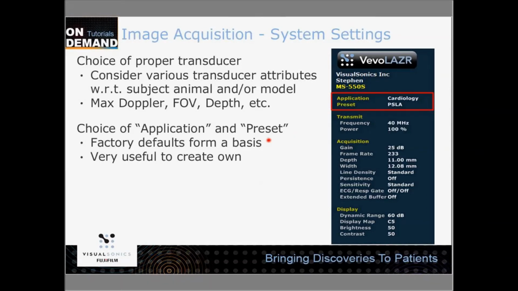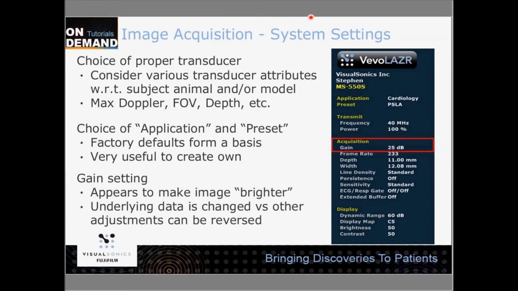Now, one thing to keep in mind with the presets is that the factory defaults are there to form a basis, a foundation, to give you a guide, but it's very useful to create your own presets specific to your animal models or your target anatomy or design of experiment. And pretty well anything that you see highlighted in this box here that's adjustable on the system can be saved as a preset. So you can change your gain, your width, your depth, your line density, and a variety of other things that can all be saved in as presets. So this really allows you to tune the acquisition settings to, again, your animal models and your design of experiment.